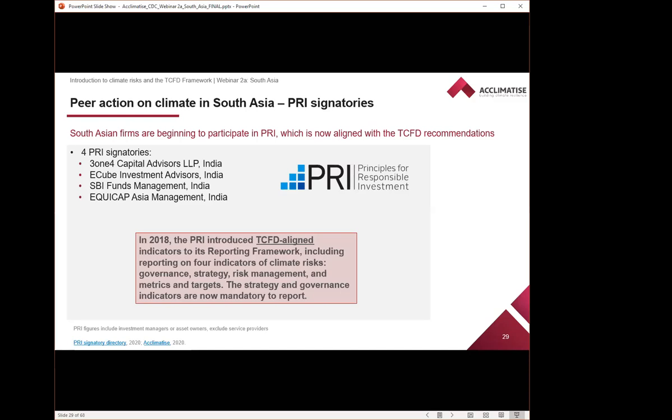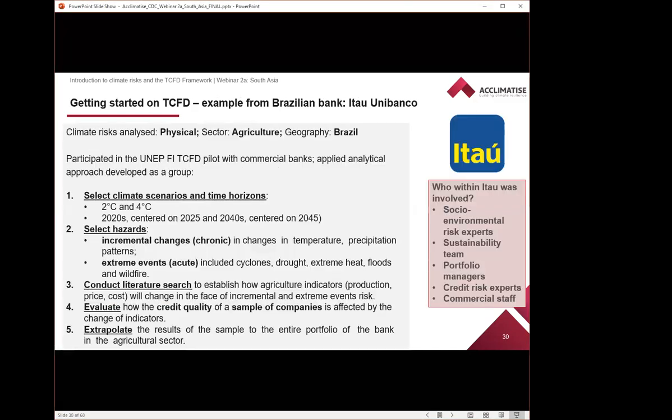Next slide, please. Oh, Robin, sorry. That's okay. All right, everybody. So we wanted to share this example of how one bank got started on climate risk analysis for the purposes of their TCFD work. So it's not a South Asian bank, but it is a bank from an emerging economy. So we hope it's still relevant for you.